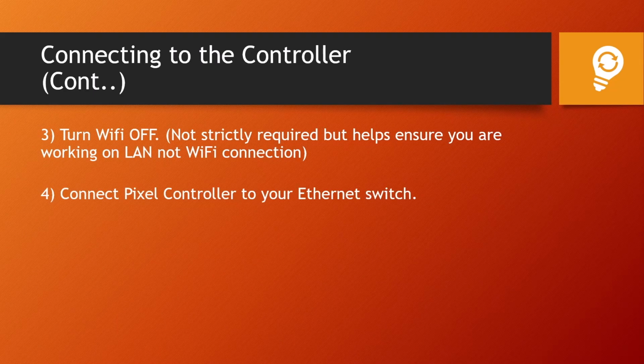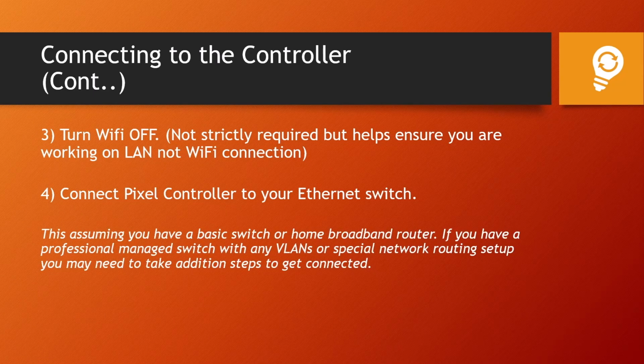If you're on a laptop that's got Wi-Fi, or a PC that's got a separate LAN and Wi-Fi connection, it often helps just to turn the Wi-Fi off temporarily, so you don't get confused about which network you're talking to and which you're setting up. And then once you've done that, you can connect your Pixel controller to the Ethernet switch.